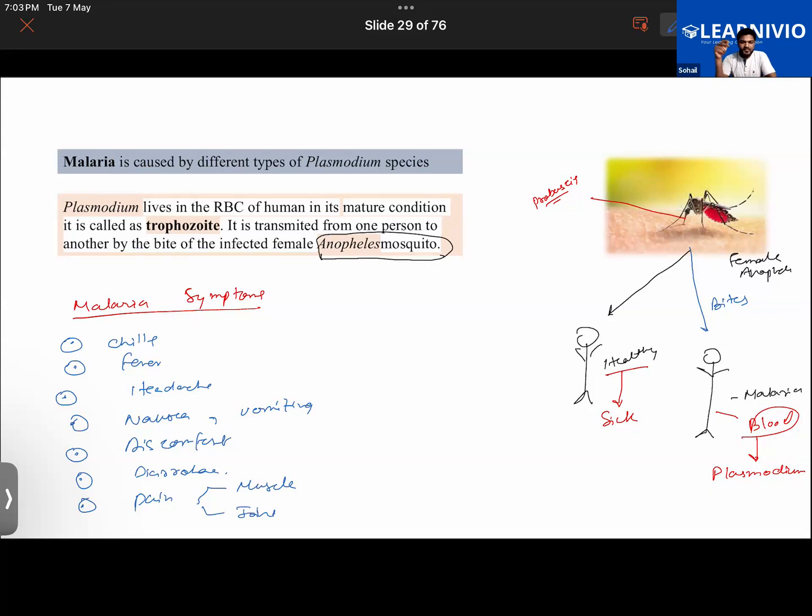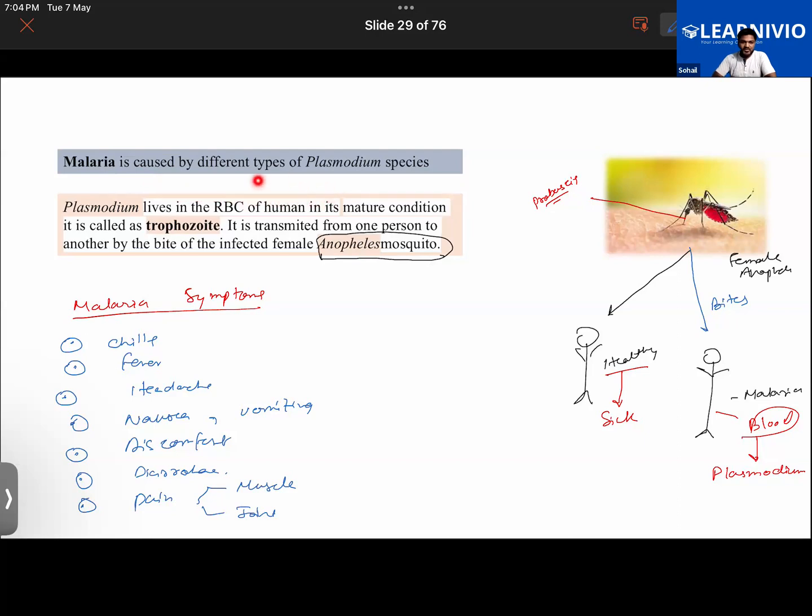Okay. See, basically, malaria is a disease in which the person suffers from the following conditions. The person develops chills, high fever, headache, vomiting, nausea, discomfort, diarrhea, and pain in muscles and joints. These are the general symptoms that a person is suffering from malaria, right? Now, how is malaria caused? By what kind of protozoa is it caused? It is caused by different species of plasmodium.